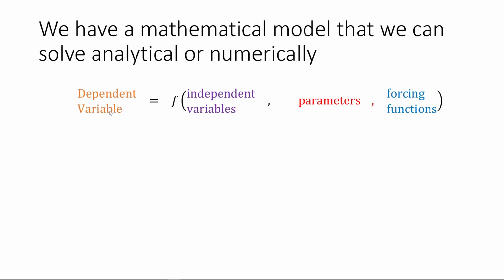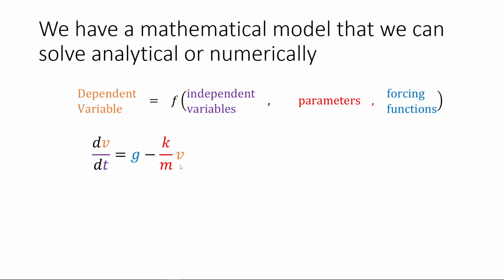So we have a dependent variable. That's whatever, like your hydraulic heads, the concentration of a contaminant, temperature, or flow rate. It's a function of independent variables, parameters, and some forcing function. For example, my dependent variable was the velocity, my independent variable was time, my parameters were the mass of the person, like in the parachutist, and some coefficient related to the parachutist, and the forcing function here was just acceleration due to gravity.